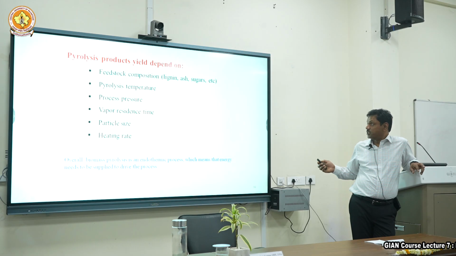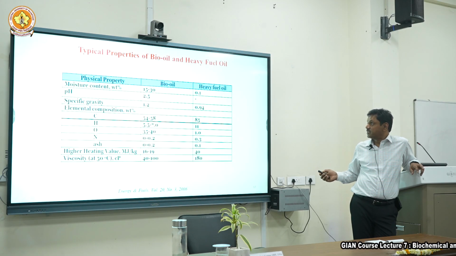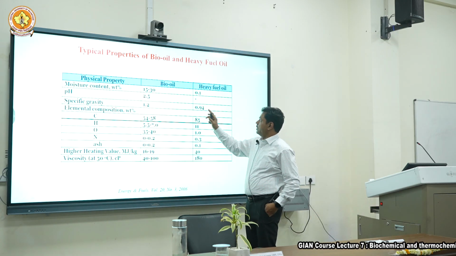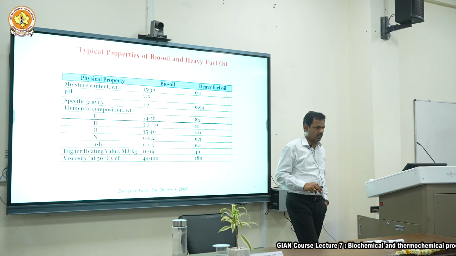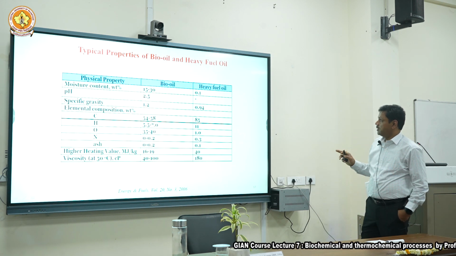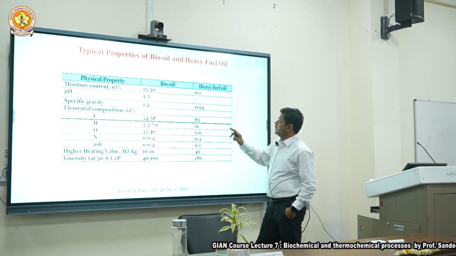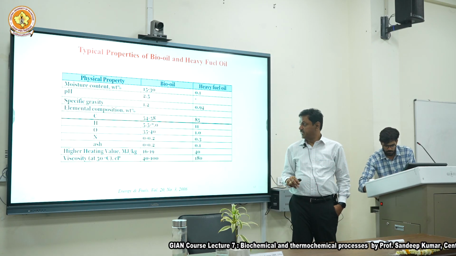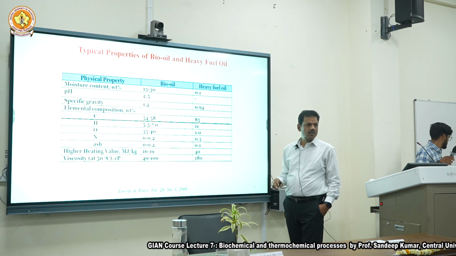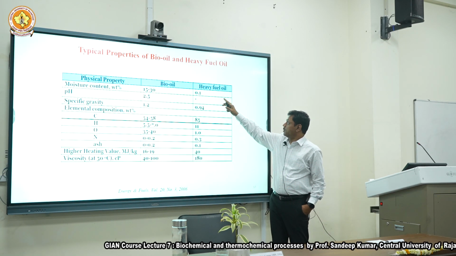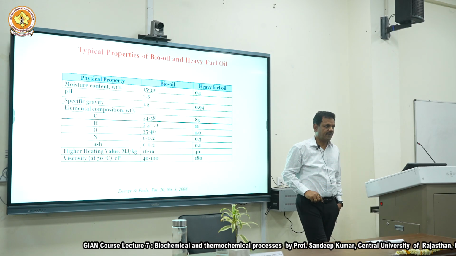It depends on different composition, temperature, pressure, vapor residence time, particle size and heating rate. Okay, so now if you are looking at bio oil or pyrolysis oil, you will get bio oil which has a moisture content of 15 to 30%. What is the heating value here? 16 to 19. If we compare, heavy fuel oil is 40.